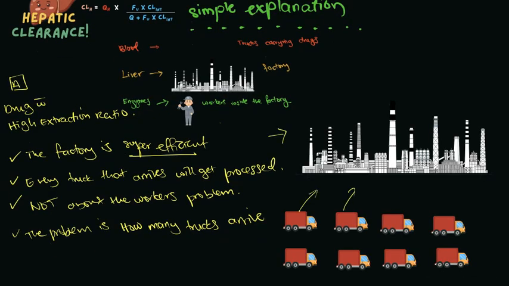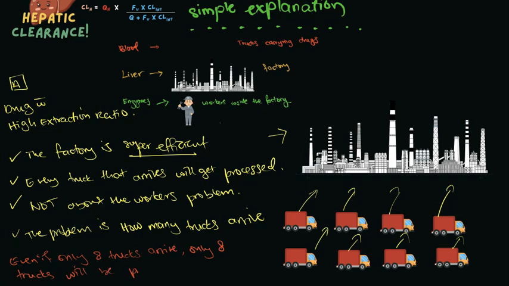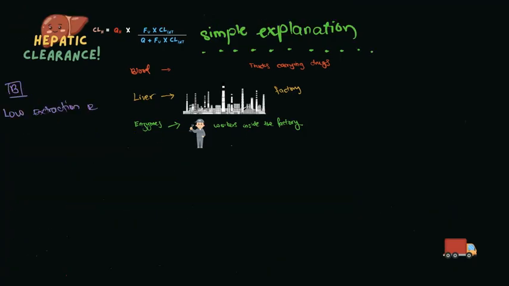So we depict the situation with a very high-end, very massive factory with super efficient workers. So the problem here is even if only 8 trucks arrive, only these 8 trucks will be processed. So it is hepatic blood flow limited. Let's take situation B for contrast.